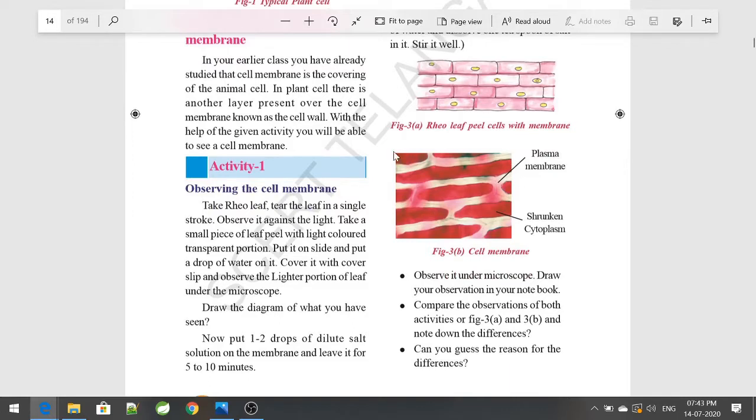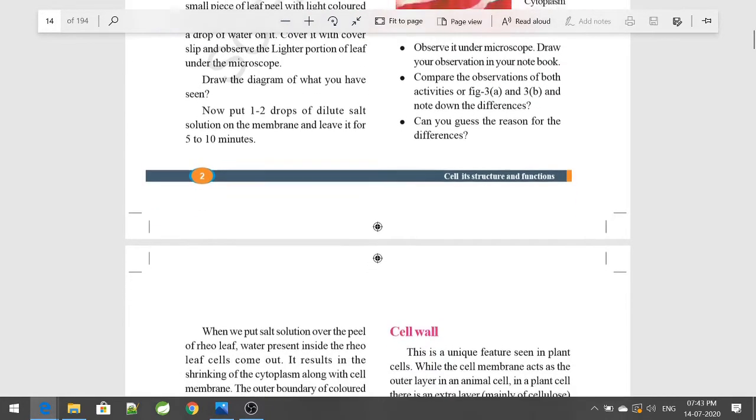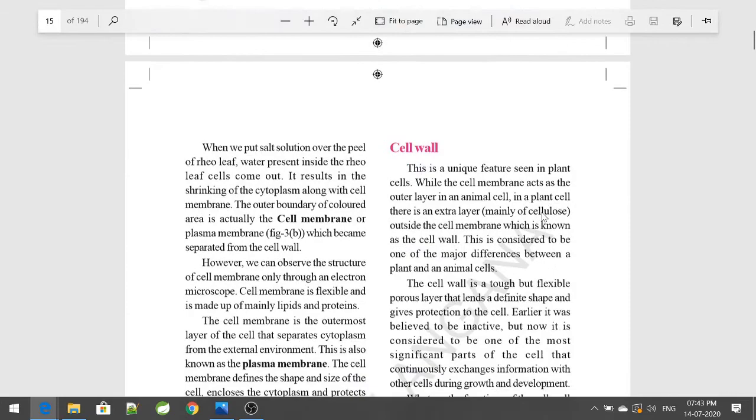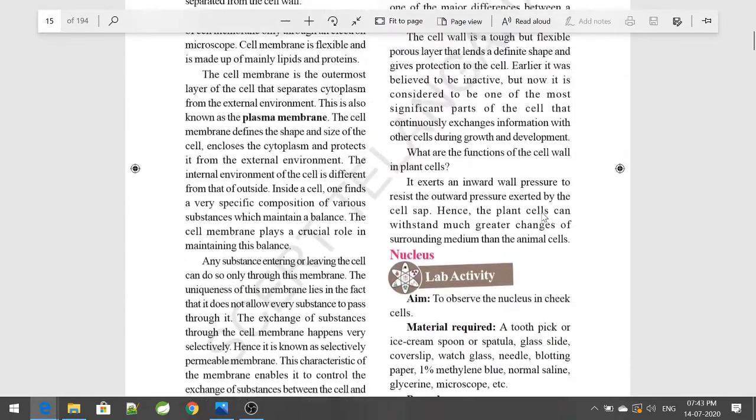Put the peel on the slide, cover it with the cover slip and observe it under the microscope. You will observe this pattern. This is called a sunken stomata and a plasma membrane. Here you can see the plasma membrane. So with this activity we can observe the plasma membrane in a Rhoeo leaf.